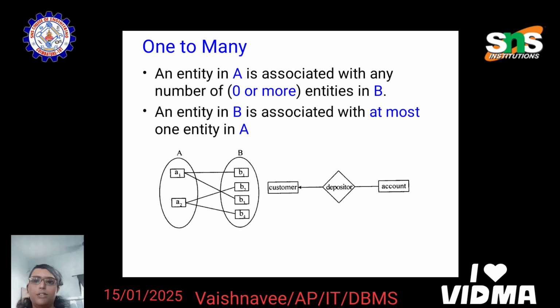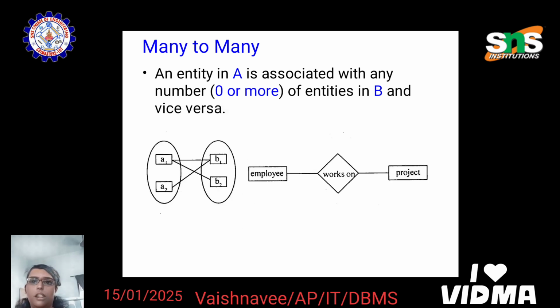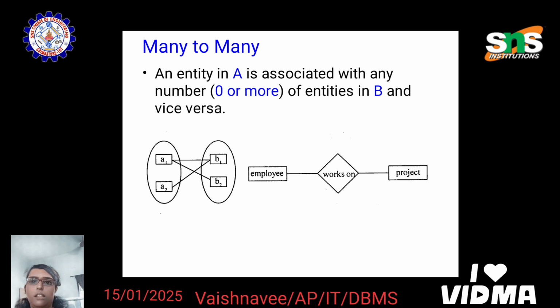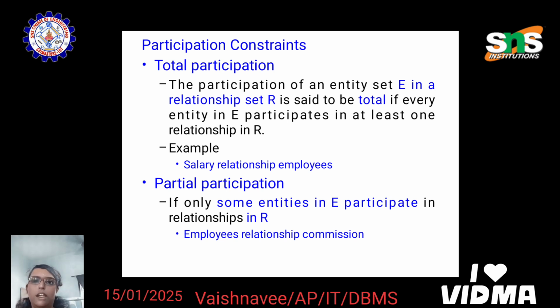So, customer depositor account, similarly, here A1 is related to B1 and B2, and A2 is related to B2 and B3. Many to one: an entity in A is associated with at most one entity in B, and an entity in B is associated with zero or more entities in A. Here A1 and A2 are associated with only B1. Many to many: an entity in A is associated with any number of entities in B and vice versa. So that is about the cardinality ratio.